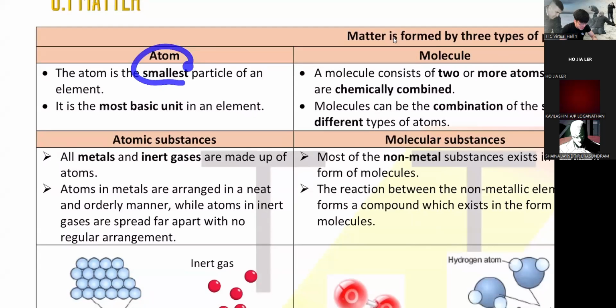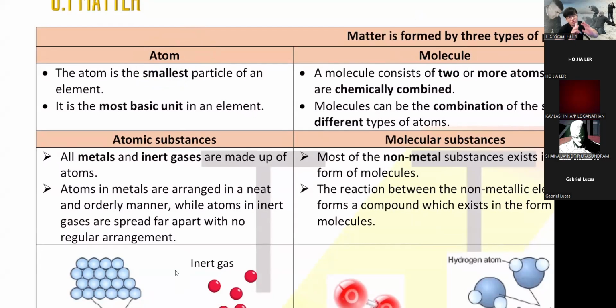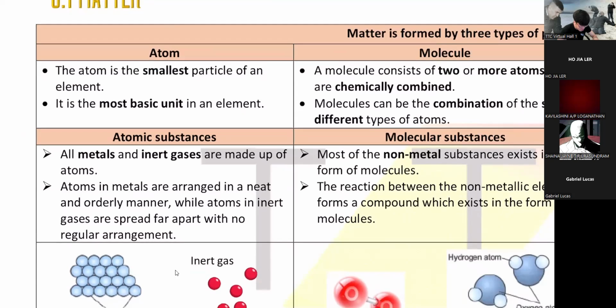So you know what is an atom, right? You know what is a molecule, right? You already learned this before. So let me go into this again. An atom is the smallest thing in the world. It's the simplest thing in the world. If the world is made up of Lego, the smallest piece of Lego is an atom. You cannot take this apart any further. That's the smallest you can get. That's your atom. You learned this in Form 1 already. So it's the most basic unit in any element.